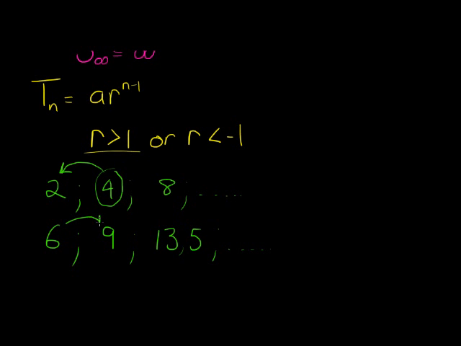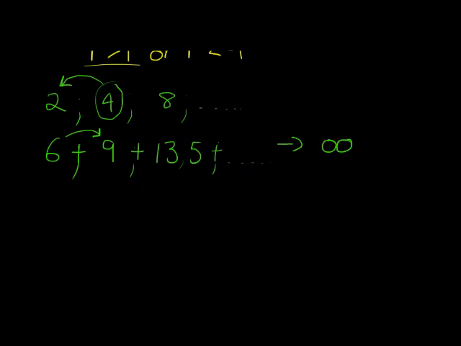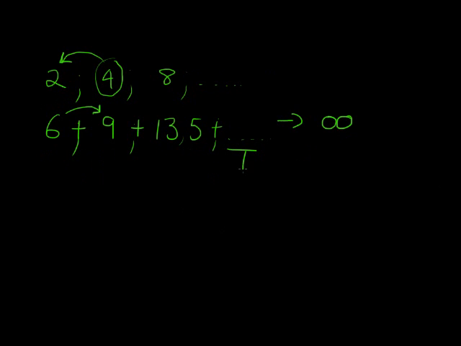Each time the consecutive term is larger than the term before, which means if I'm going to add up all of these terms, it's going to end up going to infinity, because every time I'm adding an even bigger number than I used to add. So the infinite term is going to be infinity.